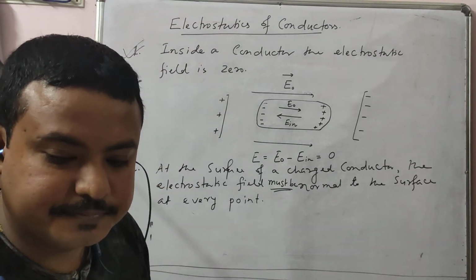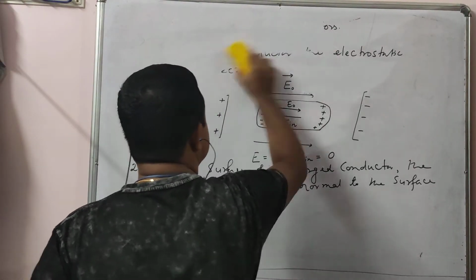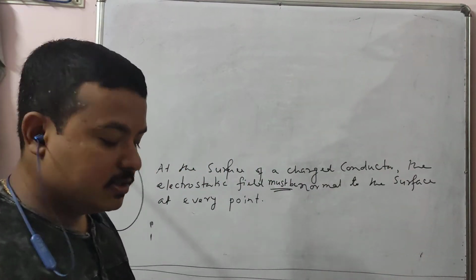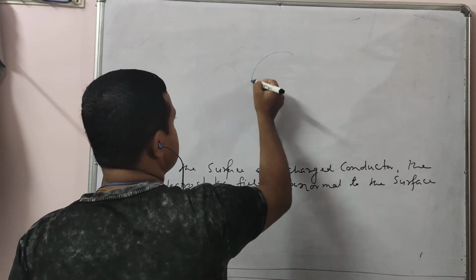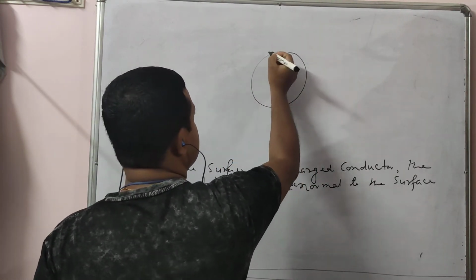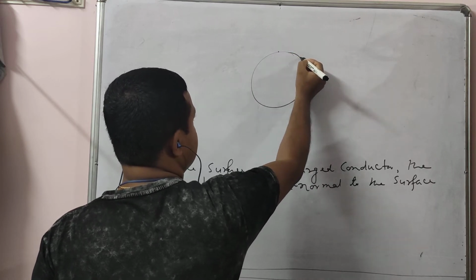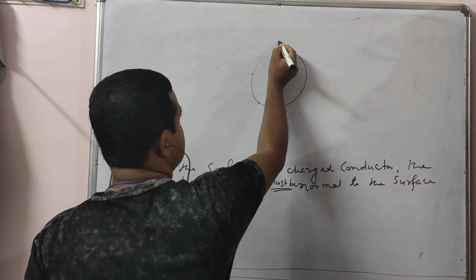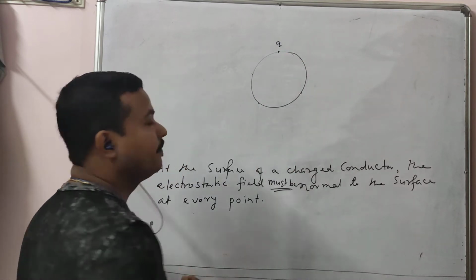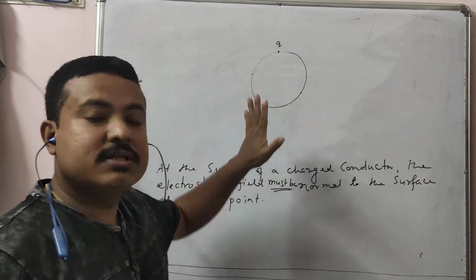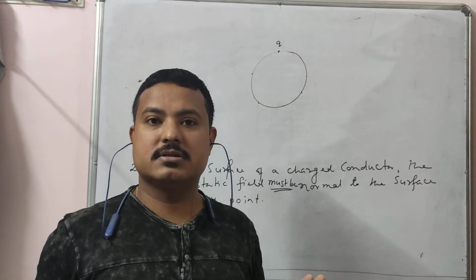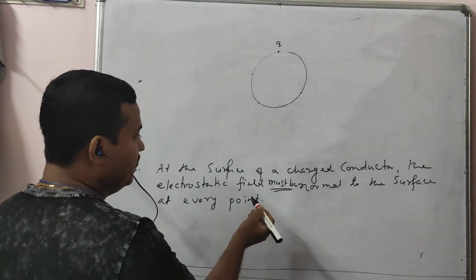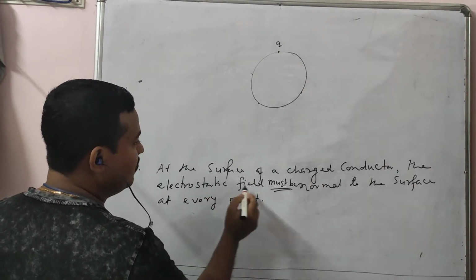So you see, this is suppose a charged conductor. Here charges are there, on the surface. So here suppose a charge Q is there. Now first of all, these are electrostatic properties. Electrostatic property means what? Charges are at rest. Now here I am telling you that the electrostatic field must be normal.